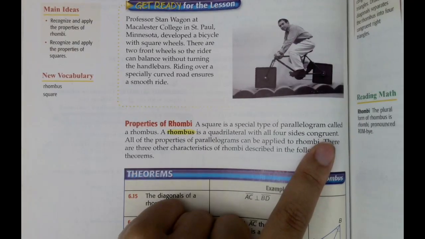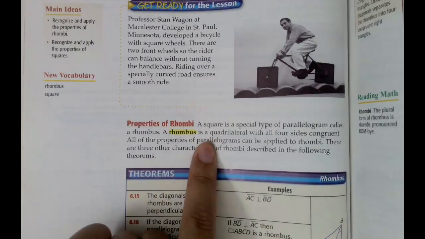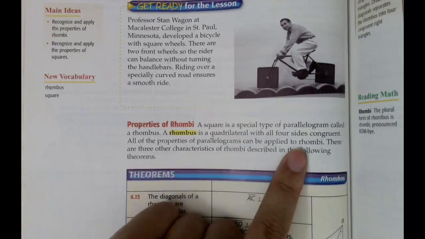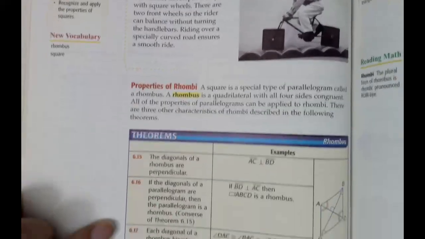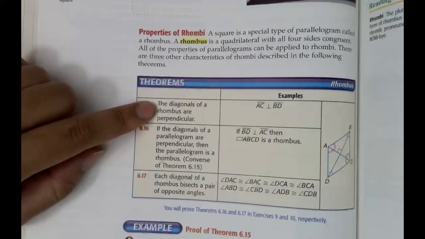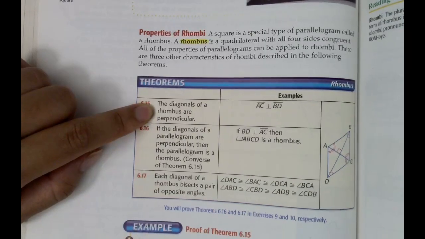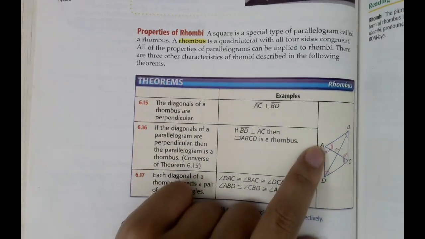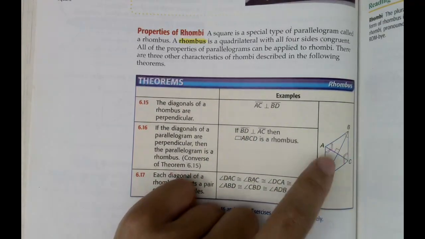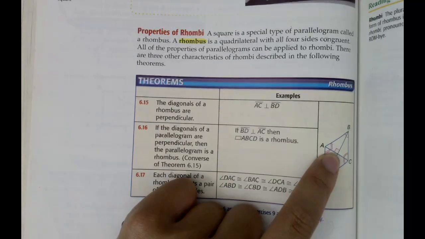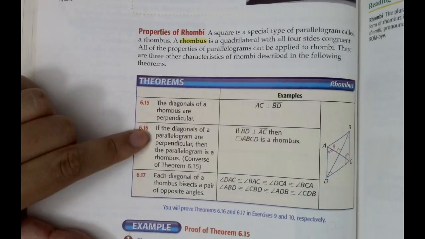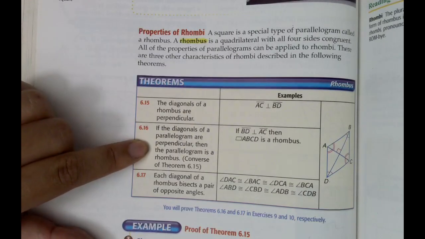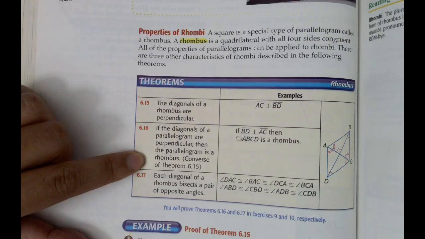Because the rhombus and the square are part of the parallelogram family, all of the properties of the parallelogram apply to rhombi. Here are some other characteristics of a rhombus. The diagonals of a rhombus are perpendicular. Here you see the diagonals AC and BD, and you can see that they form a 90-degree angle. The converse is also true: if the diagonals of a parallelogram are perpendicular, then that parallelogram is a rhombus.